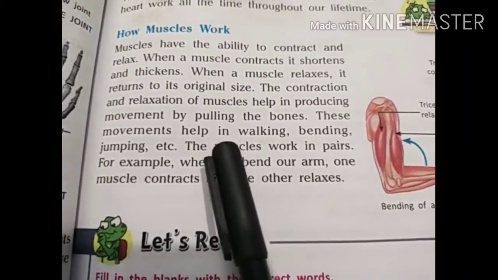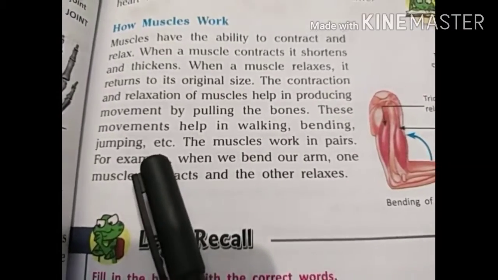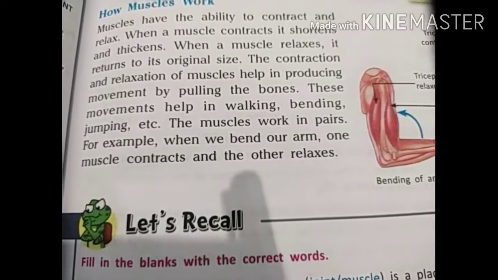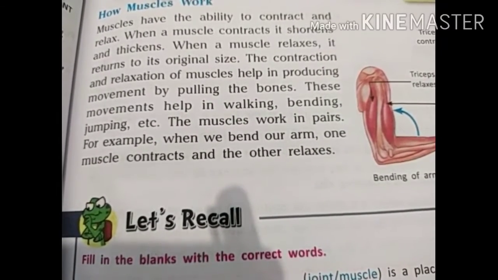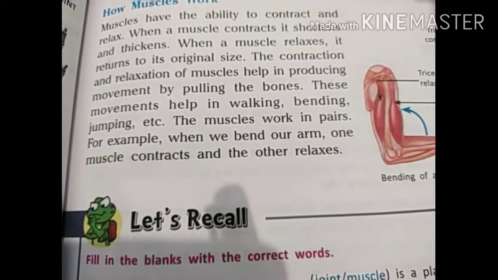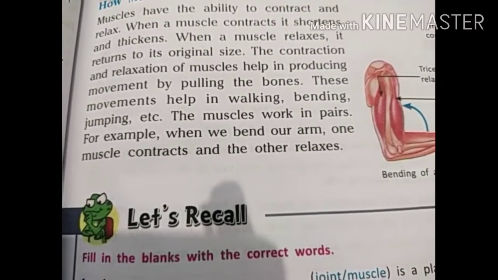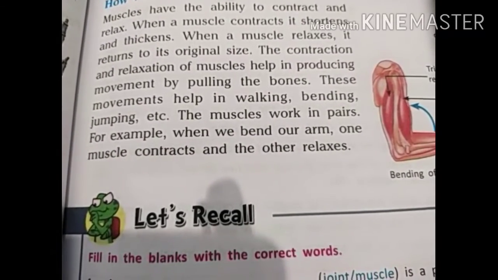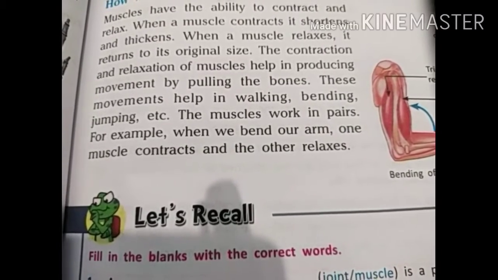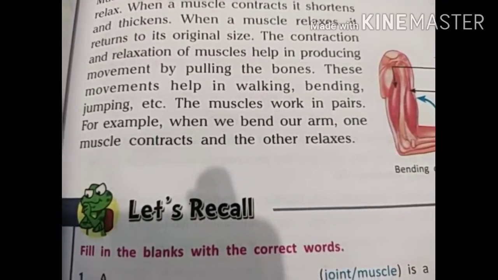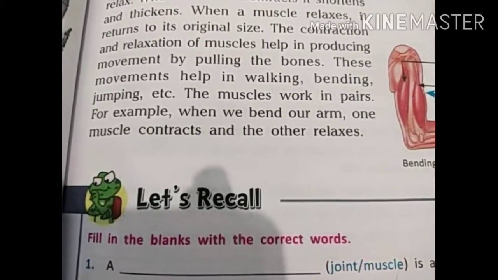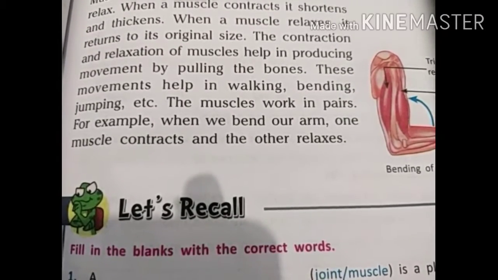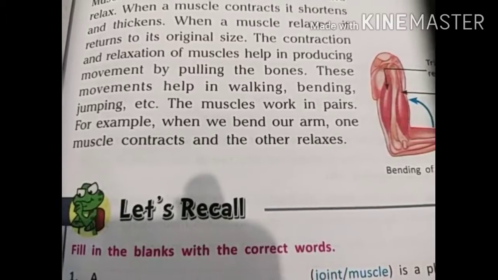So these movements help in walking, bending, jumping, etc. Okay, so movement could be in the form of walking, jumping, bending, etc. The muscles work in pairs. As I told you earlier, all the muscles work in pairs. For example, when we bend our arm, one muscle contracts and the other relaxes. It means when they work in pairs, if one muscle contracts, then the other one will expand.